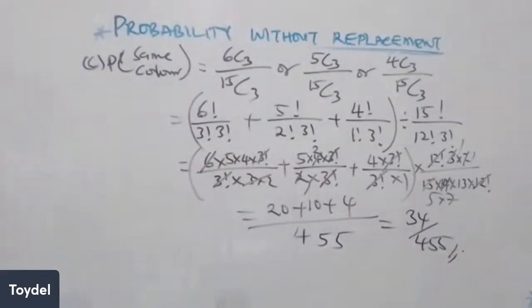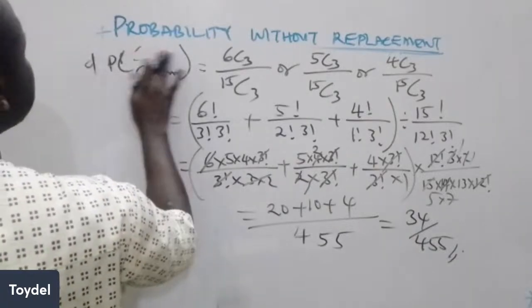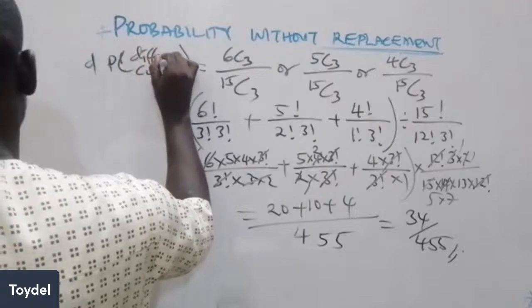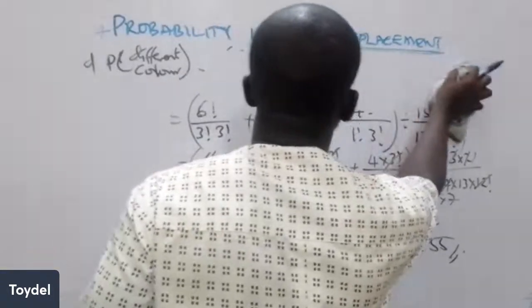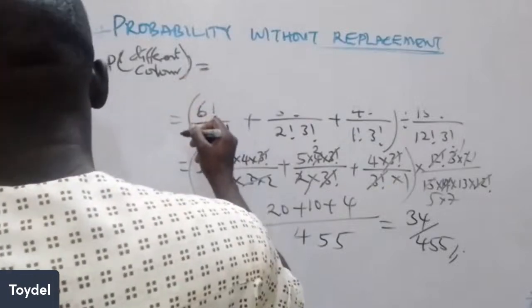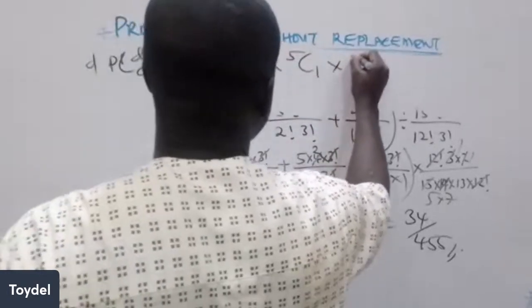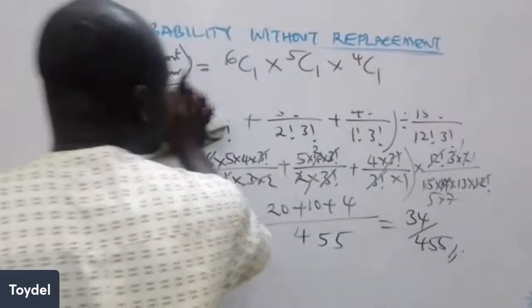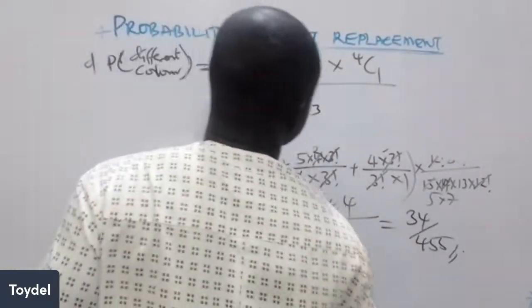You can actually compare this with the one that we have when we use the normal probability approach. Then the last one, which is D, is when they have different colors. It's still the same thing. When they have different colors, we only pick once. Out of the red you pick 1, multiply by the blue you pick 1, then from the green you pick 1, everything all over 15 combination 3, since we are picking 3 from the total.